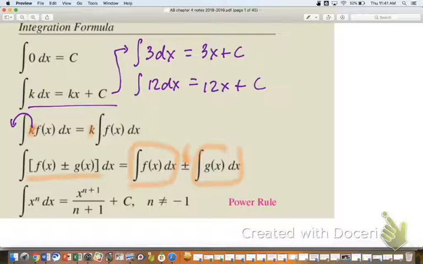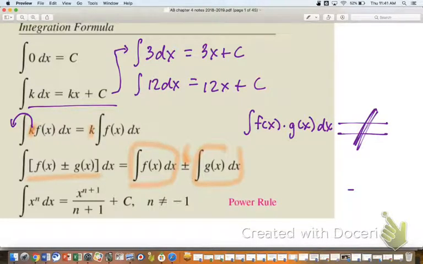Can I tell you what this is not? I want to be super careful with this. That principle works for plus and minus. It does not work for products. You watching? Check this out. If I had the antiderivative of f of x times g of x, that is not equal to this.